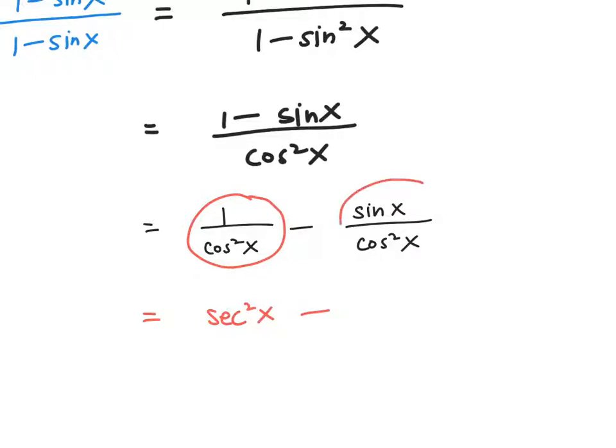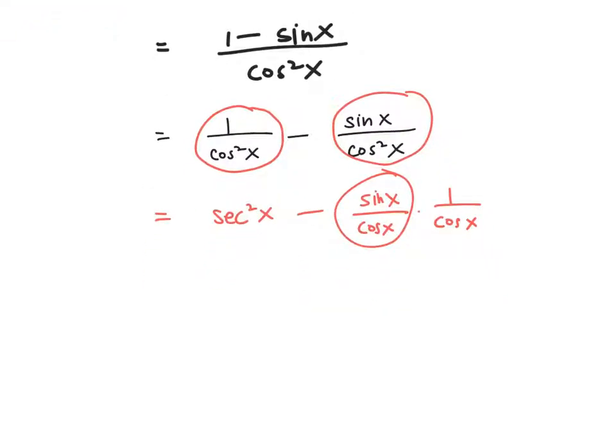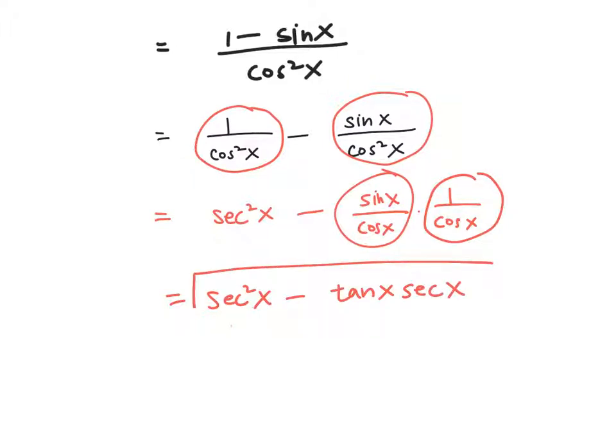And then how about here, sine of x over cosine squared x? Okay, so you can think of it as sine of x over cosine of x times 1 over cosine of x. Do you see how you can separate as two fractions multiplied together? So sine of x over cosine of x can be rewritten as tangent of x, and then 1 over cosine of x can be rewritten as secant of x. So this is your final answer, secant squared x minus tangent of x, secant of x.